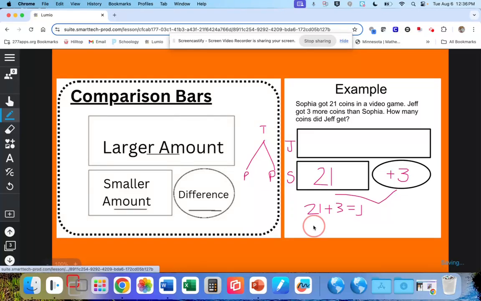And then we would say J equals 24 coins. Now we could have used C instead of J, but when we're doing comparison problems, it's always good to identify the who in these. So that's why we use the J instead of a C for our variable.